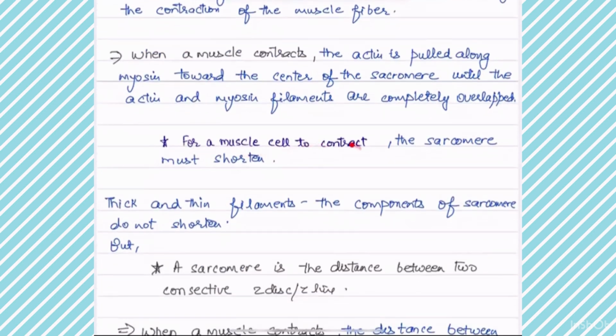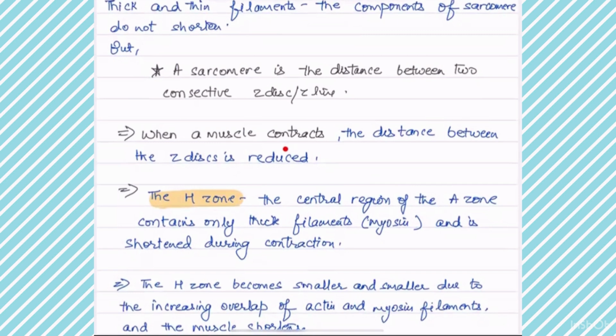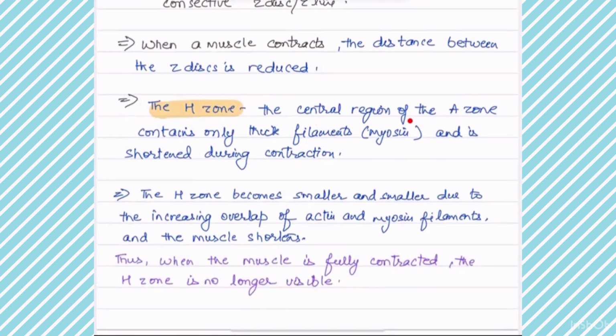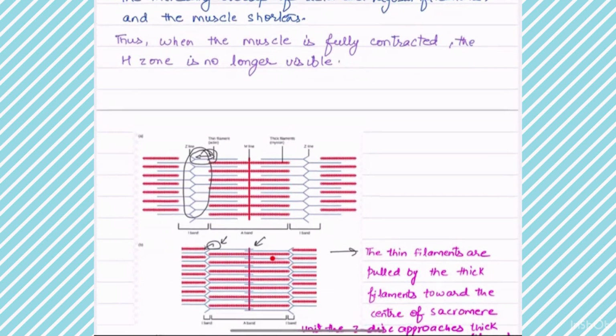For a muscle cell to contract, the sarcomere must shorten, but the thick and thin filaments, the components of the sarcomere, do not shorten. A sarcomere is the distance between consecutive Z lines. When a muscle contracts, the distance between the Z discs is reduced. The H zone, the central region of the A band, contains only thick filaments and is shortened during contraction. The H zone becomes smaller and smaller due to the increasing overlap of actin and myosin filaments, and the muscle shortens. Thus, when the muscle is fully contracted, the H zone is no longer visible.